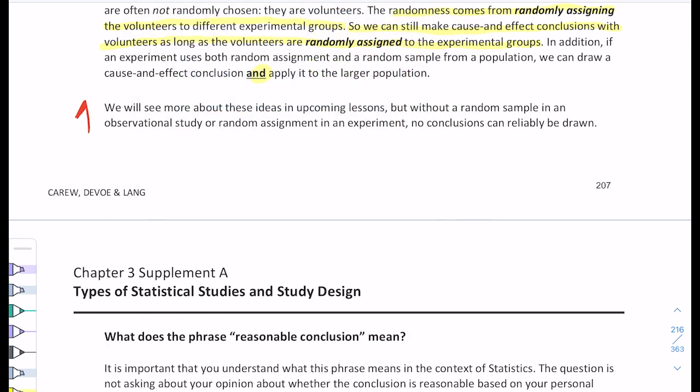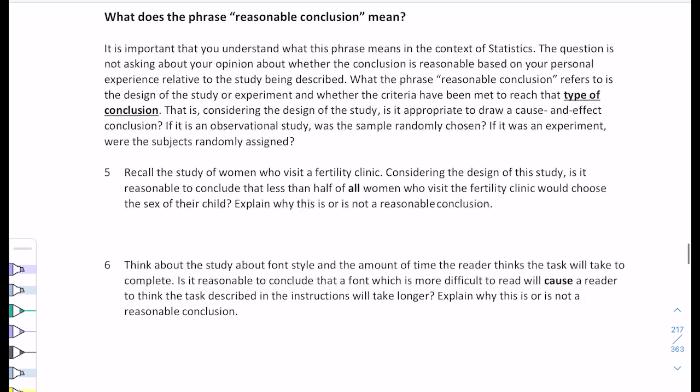That's very important. What do we mean when we say a reasonable conclusion? It refers to the design of the study or experiment and whether the criteria have been met to reach the type of conclusion. In other words, considering the design of the study, is it appropriate to draw cause and effect conclusions? If it's an observational study, was the sample randomly chosen? If it's an experiment, were the subjects randomly assigned? So you can pause the video and try number 5 and 6 and then unpause when you're ready to go over it.